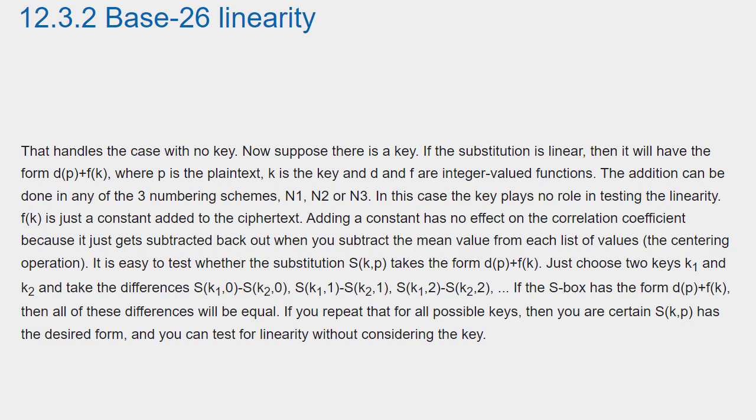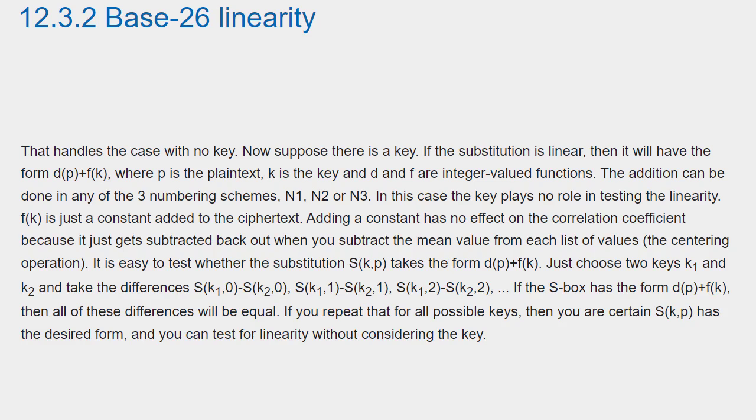If the substitution is linear, then it will have the form d of p plus f of k, where p is the plaintext, k is the key, and d and f are integer-valued functions. The addition can be done in any of the three numbering schemes, N1, N2 or N3. In this case, the key plays no role in testing the linearity. F of k is just a constant added to the ciphertext. Adding a constant has no effect on the correlation coefficient because it just gets subtracted back out when you subtract the mean value from each list of values, the centering operation.